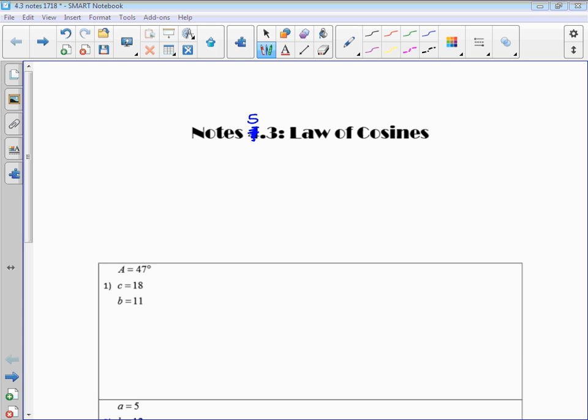Alright guys, so law of cosines, it's actually simpler than law of sines because there's not the like rope tree type problem. You're never going to have to figure out how many triangles there are, you just solve for what's there. So you do have some more formulas.